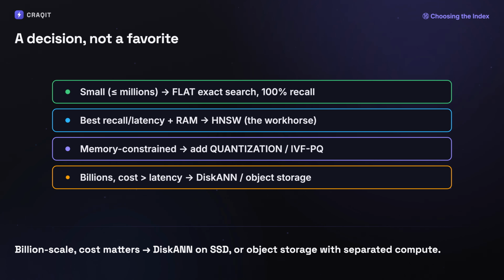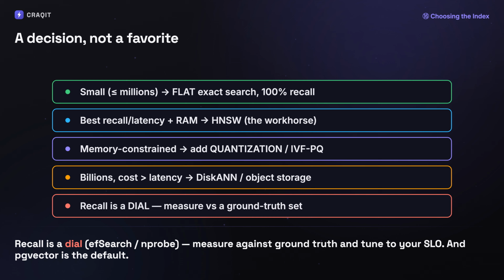Two more principles to state. First, recall is a dial, not a fixed property: efSearch in HNSW, nprobe in IVF. So you measure recall against a ground truth set and turn the knob until you hit your latency target. And how do you get that ground truth? Take a sample of real queries, compute their true nearest neighbors once with slow, exact brute force, then check what fraction your index recovers, sweeping the knobs to plot recall against latency.